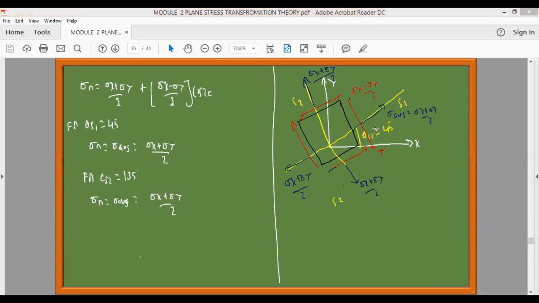Last 10 minutes remaining. See this phase, it has been inclined at plus 45 degree, and it is rotating my S1 phase in clockwise direction. You can see, this is my S1 phase. It is rotating the S1 phase by 45 degree. It remains the same. No need to worry. Okay.